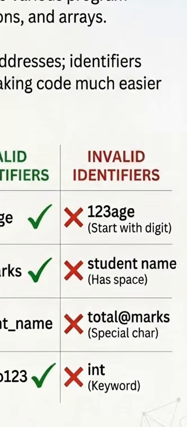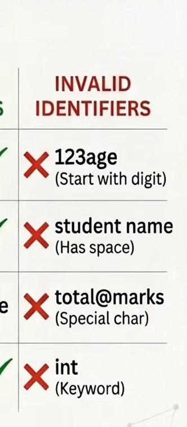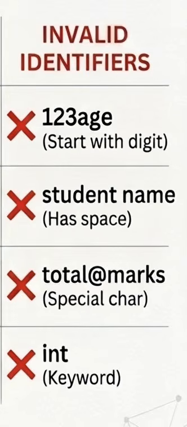And now coming to the invalid identifiers, the first one is invalid because it is starting with a digit, which breaks our first rule, that is, it must start with a letter or underscore. And the second one is having a space, so it is invalid. And the third one is having a special character other than underscore, so it is invalid. And this int is invalid since it is a keyword.